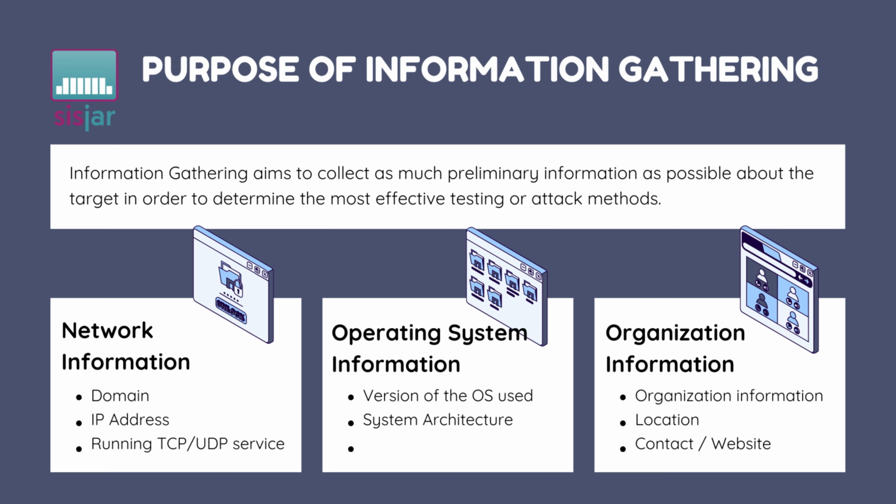Information collected typically includes network information such as domain name, IP address, and running TCP or UDP services. Then, operating system information such as operating system version and system architecture. And the last one is organizational data such as company details, physical location, website, phone number, and address.